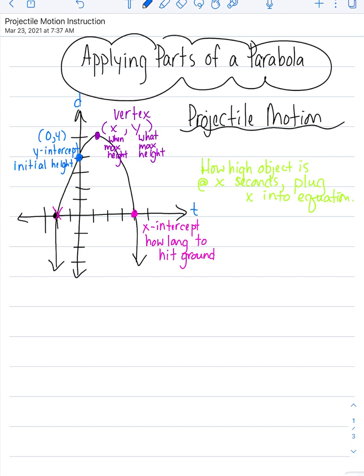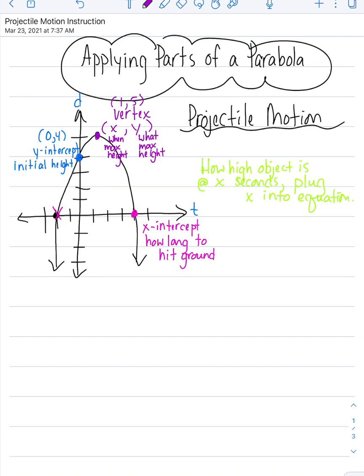Now let's go over to our vertex. The actual vertex here is (1, 5). So that tells me it reaches a maximum height of 5 feet off the ground when I throw it. How long does it take to get there? Usually time is in seconds. So 1 second or 1 minute or 1 hour, whatever it tells you your time is measured in. So that's how you use the vertex.